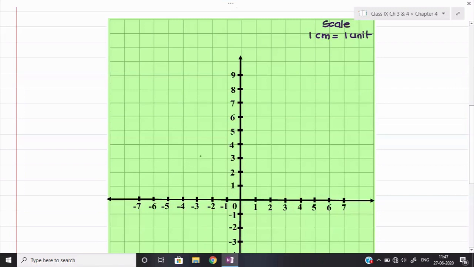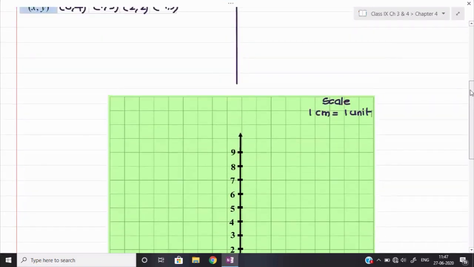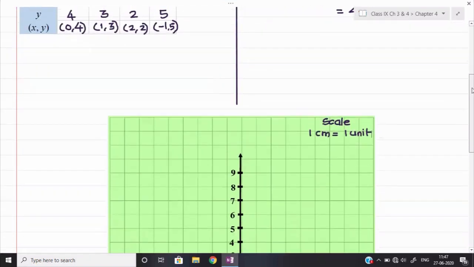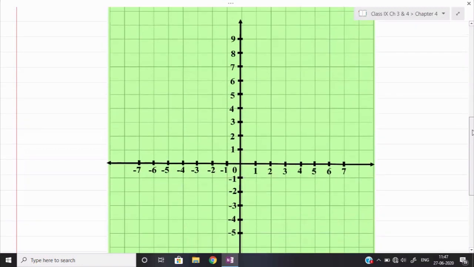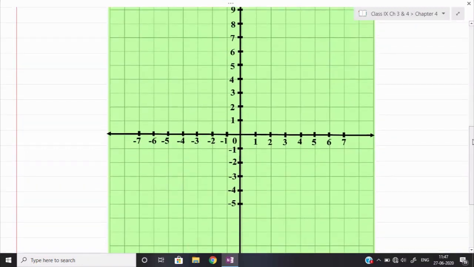So we are taking the scale 1 centimeter is equal to 1 unit. Now what was my first point? Once you check, first point is 0, 4 and second point is 1, 3. So 0, 4 we shall plot first. So x equal to 0. X equal to 0 means I will lie at the origin.